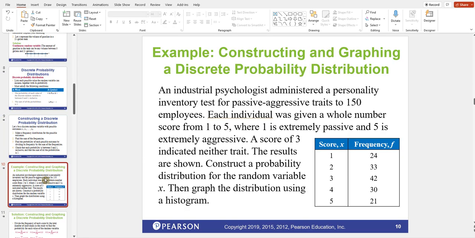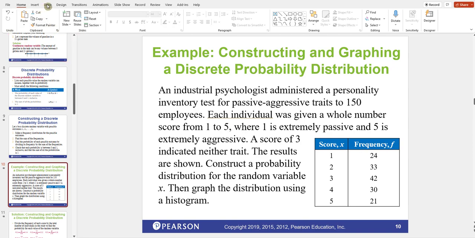So in this example, an industrial psychologist administered a personality inventory test for passive-aggressive traits to 150 employees. Each individual was given a whole number score from 1 to 5, where 1 is extremely passive and 5 is extremely aggressive. A score of 3 indicated neither trait. The results are shown in this table here. And we're going to construct a probability distribution for the random variable X, and then we're going to graph it using a histogram.